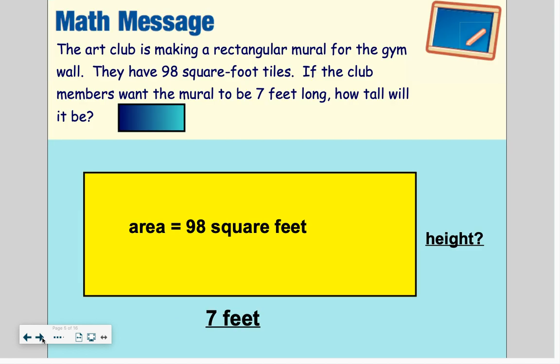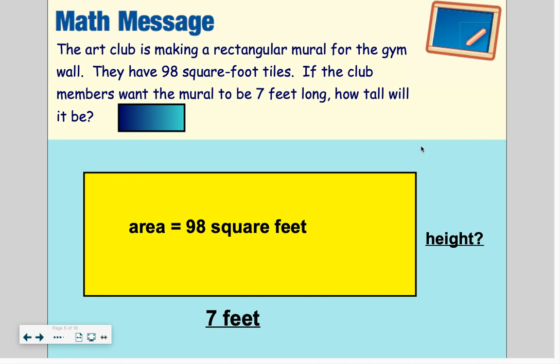Let's do the math message. Please make sure that every time we start a math lesson, you always have your math notebook and a pencil with you. If you do not have one right now, please pause this video and go get your math notebook and a pencil.